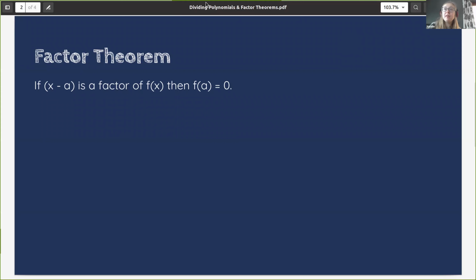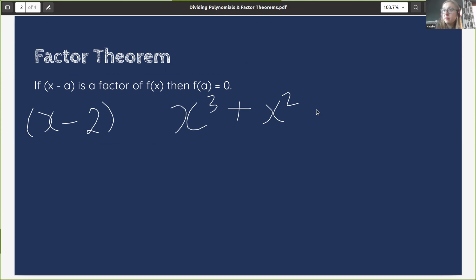So an example of this might be, if I am told to show, using the factor theorem, that x minus 2 is a factor of x cubed plus x squared minus 4x minus 4. To prove that, I substitute in x equals 2. And if I get 0 as my answer, then I have shown that this is a factor of this equation.